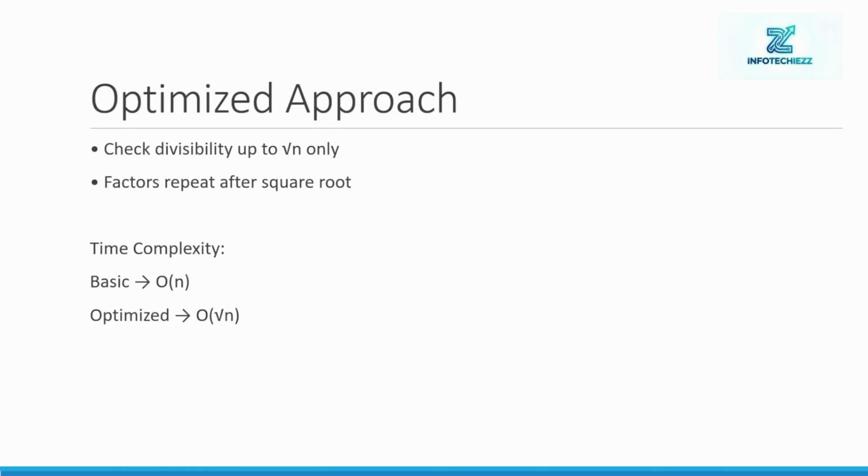And here is our optimized approach: check divisibility up to root n only, because factors repeat after the square root. Now we come to the important part for placement. Instead of checking from 2 to n minus 1, we check only up to the square root of n.